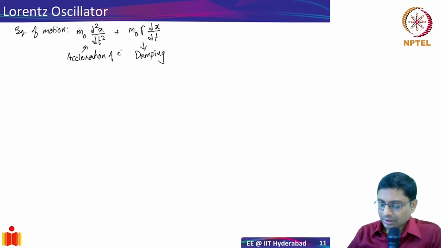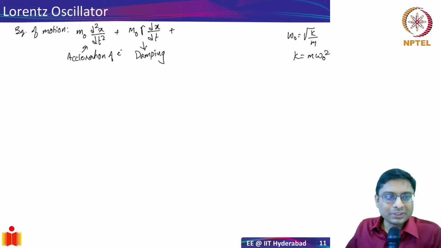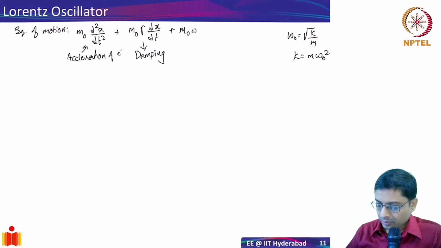And then you have a restoring force as well, which is basically kx. I know that omega naught is root over k by m, so k I'll write as m omega naught square. So the restoring force is k into x, right? I can write this as m naught omega naught square x.